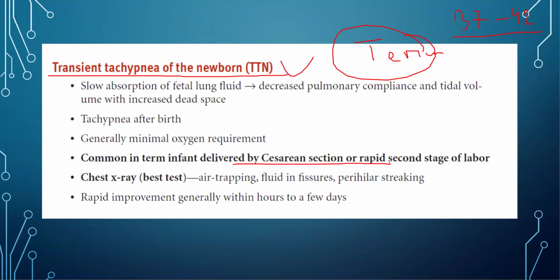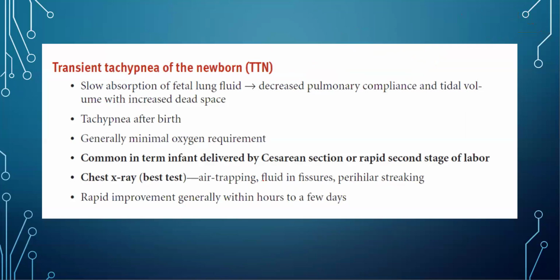So the main pathophysiology is slow absorption of the fetal lung fluid, reducing the lung capacity, and that's why the child having breathing difficulty. Now, most of the time it will get better by its own within hours to few days. But if you want to know exactly what is going on, you do a chest X-ray, and in the chest X-ray you can see this finding like fluid in fissure, air trapping, perihilar streaking, which is very hard to see in a chest X-ray, which usually they will not give you in the exam. They sometimes ask you what is the X-ray finding of a child suffering from TTN. Then you need to know that what are the findings that you can find.